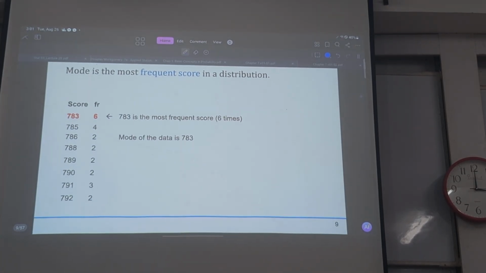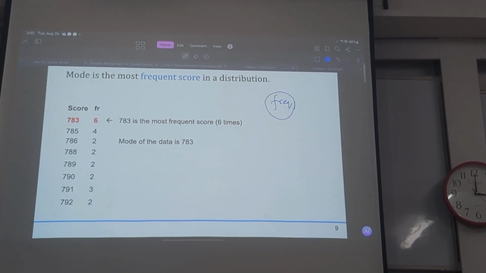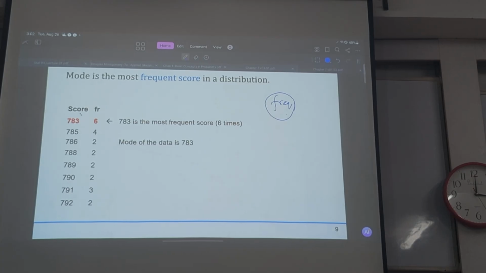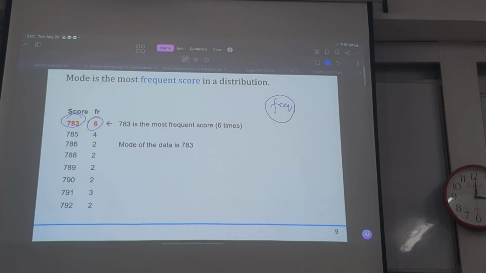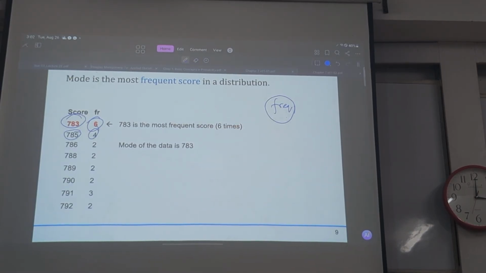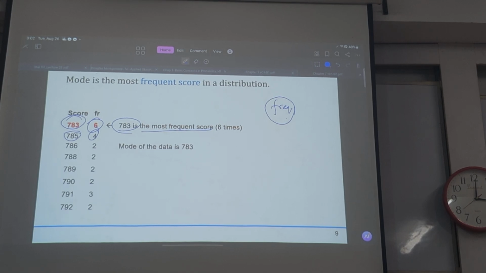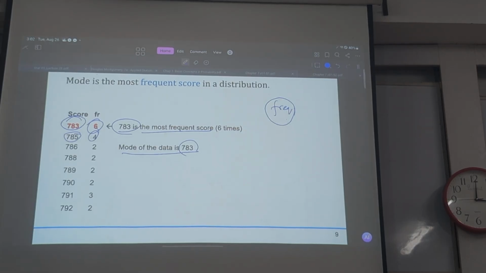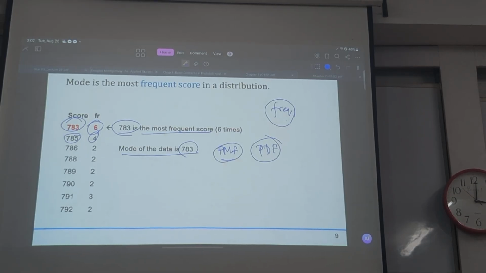Now, how can we calculate the mode? Based on the frequency of the data, right? The highest frequency data will be considered the mode. For example, here 783 has frequency 6. That means it appears 6 times in the data, whereas 785 appears 4 times. This is an example data. So 783 is the most frequent score, appearing 6 times, and we call it the mode of the data. Can we find out the mode from the probability model? Yes, sir, from the PMF. We can calculate it from the PMF model.